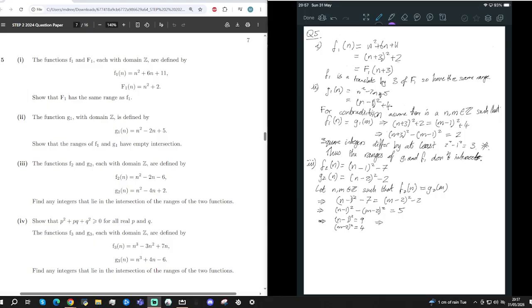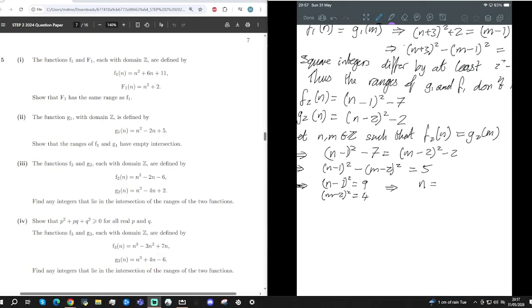Well, this gives us a couple of solutions. So this means n is the square root of 9, plus or minus 3, plus 1, and m is plus or minus 2, plus 2. So find any integers which lie in the intersection of these two ranges. Well, we want the outputs. These are our inputs. So if I sub any of these numbers back in, and actually it'll be easier to sub that back into F1, we get the overlapping.